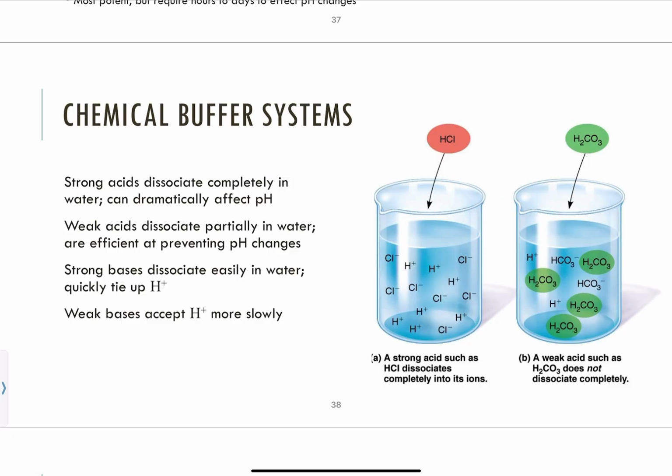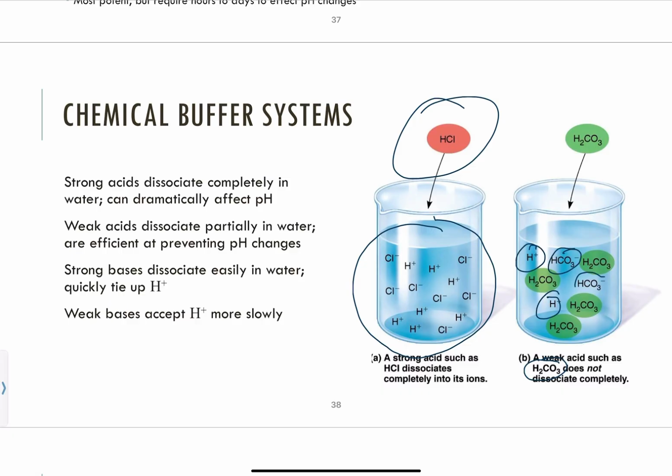Well, it's its ability to dissociate in water. So here's hydrochloric acid up here. Hydrochloric acid is considered a strong acid because when it's placed into water, it completely dissociates into its ions. So you can see we have no hydrochloric acid left. When we put it in water, all we get are hydrogen ions and chloride ions. A weak acid, like carbonic acid, which we've talked about before, is a weak acid because it only partially dissociates. So you see we only generated 2 hydrogen ions and 2 bicarbonate ions here. Some of it remains intact.